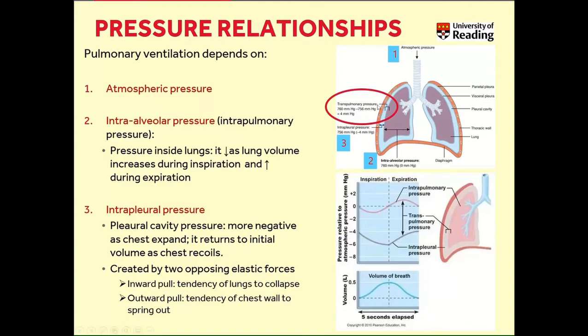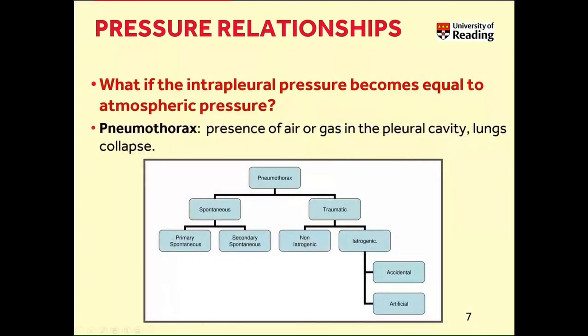Transpulmonary pressure is another pressure that I would like you to mention, which is due to a difference in pressure between intrapulmonary or intraalveolar pressure and intrapleural pressure. What happens if the intrapleural pressure, which I mentioned tends to be negative, becomes equal to the atmospheric pressure? Well, the lungs will collapse.